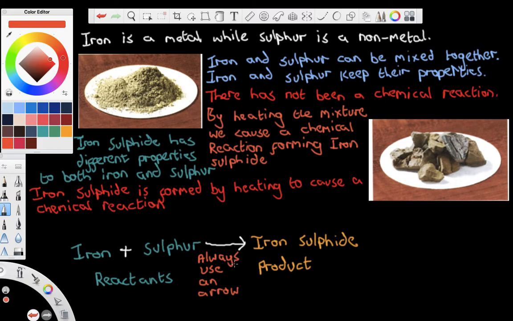Okay? So iron is a metal, while sulfur is a non-metal. Iron and sulfur can be mixed together, but the iron and the sulfur keep their properties. There has not been a chemical reaction, but by heating the mixture, we cause a chemical reaction to form iron sulfide. Iron sulfide has different properties to the iron and the sulfur. Okay? The word equation to make iron sulfide is iron plus sulfur, which are our reactants, to form iron sulfide, which is our product. And we always use an arrow to show that.